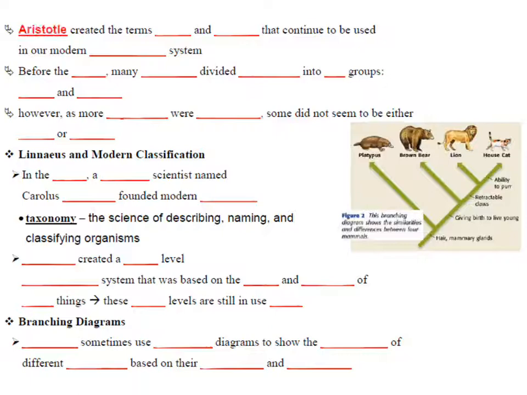Now what Aristotle did was he created the terms genus and species, and these terms actually continue to be used today in our modern classification system. So he coined these two terms. Now, up until the 1600s, so about 2,000 years after Aristotle, many scientists divided organisms into just two groups, and those two groups were plants and animals.